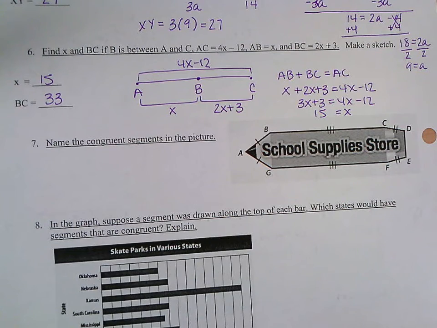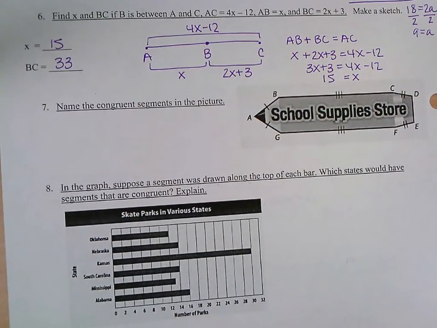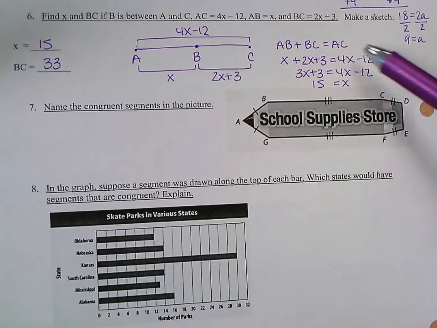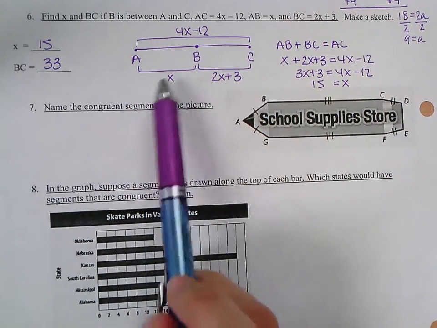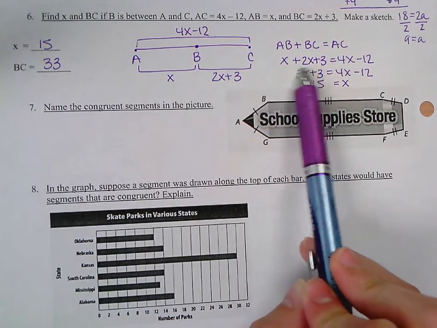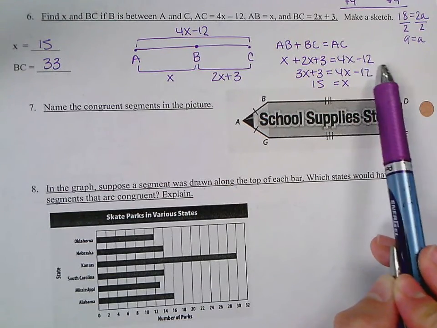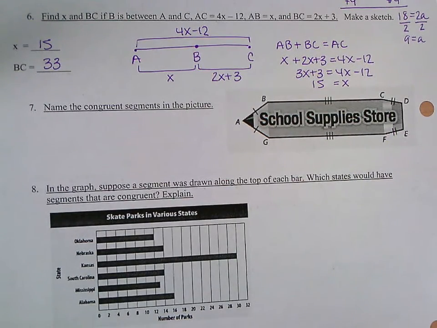I know some of you are still maybe going back and trying to fix some things. So the correct x value should be 15. And then the correct measure for BC is 33. So if you did not get 15, I don't have all the steps listed out like the one we had gone through together. So your equation should be x plus 2x plus 3 equals 4x minus 12. And then solving from there, you should get 15. And if you have the right setup and you're not getting 15, and you can't figure out why, let me know.